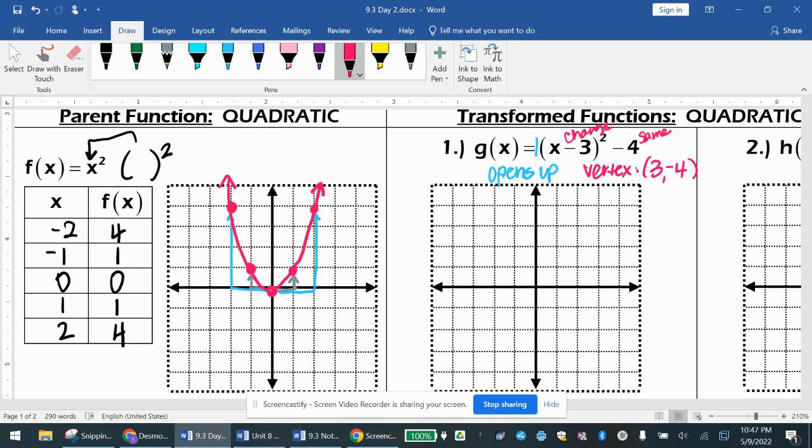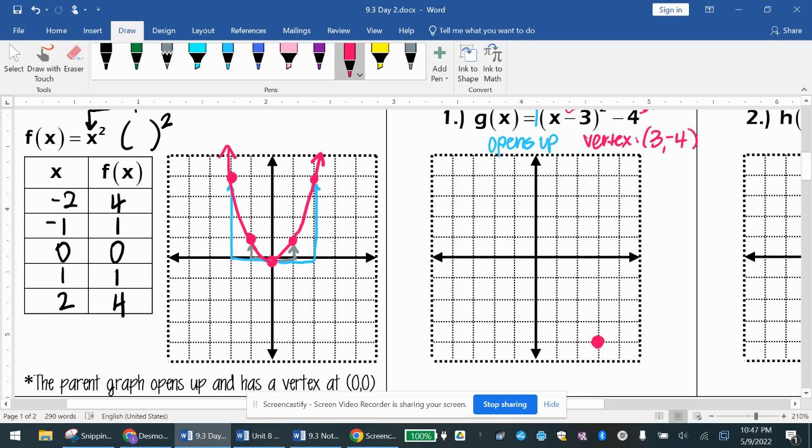We already know it opens up. Sabemos que abre hacia arriba, okay? We're going to plot the vertex. So to get there, we're going to go right 3, down 4. 1, 2, 3, 4. Okay, vamos a poner el vertex.